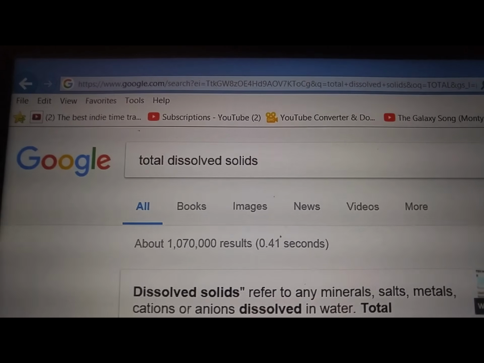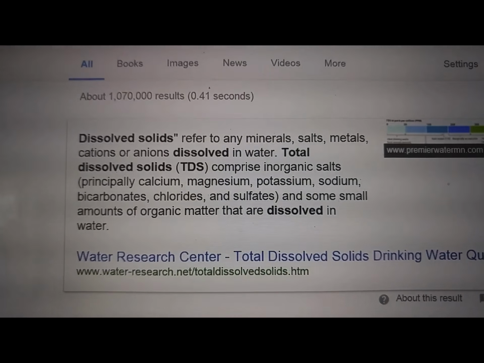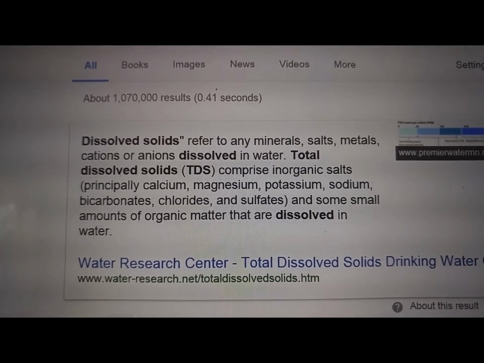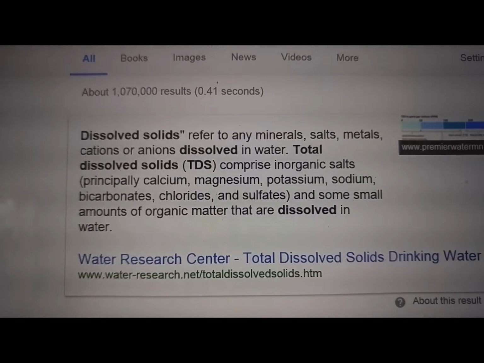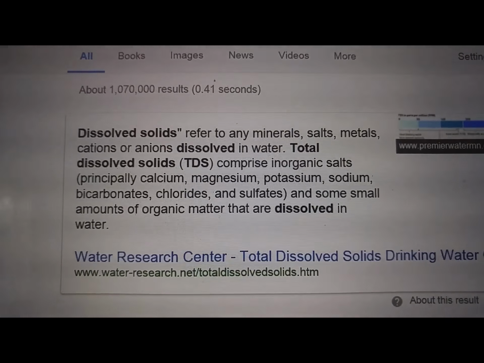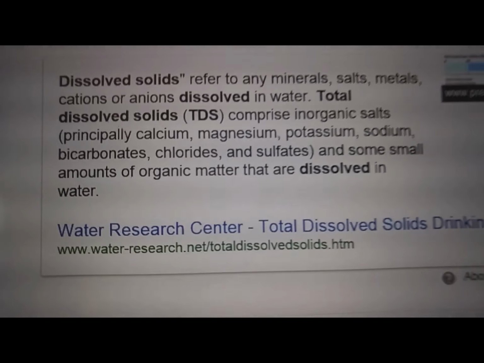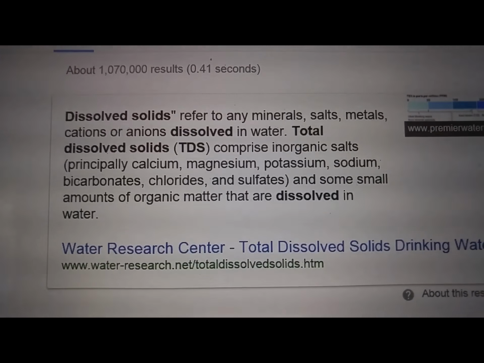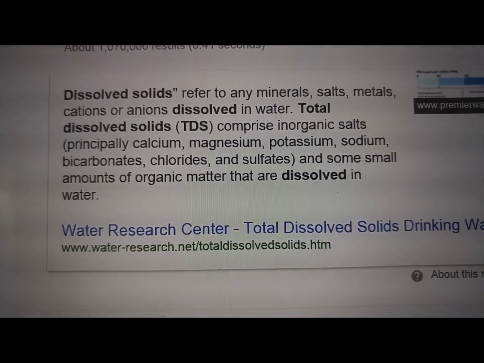Total dissolved solids. Dissolved solids refer to any mineral, salt, metals, cations, or anions dissolved in water. Total dissolved solids comprise inorganic salts, principally calcium, magnesium, potassium, sodium, bicarbonates, chlorides, and sulfates, and some small amounts of organic matter that are dissolved in water.